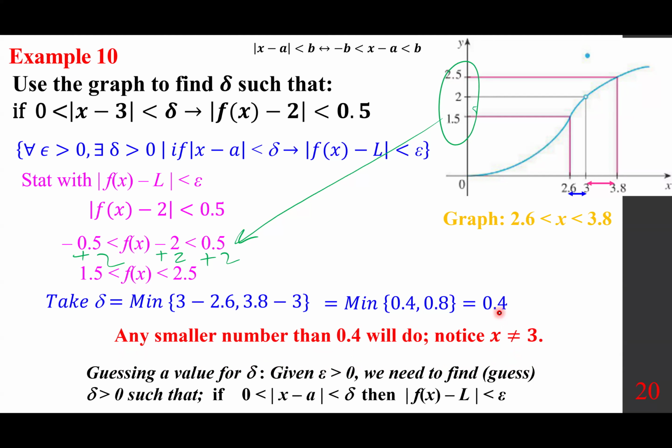Now, why do we choose the smaller of the two? Let's just make sure we understand that. If you choose the larger one, the 0.8, this goes beyond that, and then it puts you outside the limit because you have to subtract. If you go with a distance of 0.8, then 3 minus 0.8 gives us 2.2, somewhere here, which is outside this limit. That's why you choose the smaller of the two. And any number smaller than that will do the job, because the worst case scenario is the one that is large.